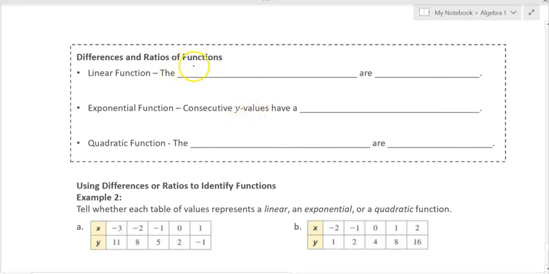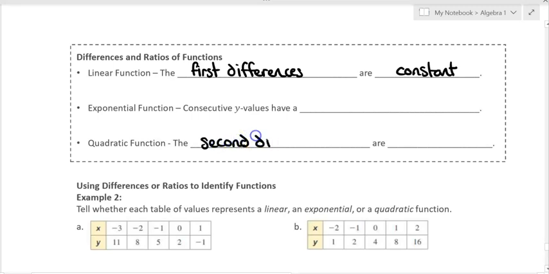On a linear function, what we do is we look at the first differences. And if the first differences are constant, then it is linear. Now I'm going to jump down here to quadratic. For quadratic, we look at the second differences. And if the second differences are constant, then it is quadratic, because the second row has a degree of 2, which means it's quadratic. And then we tell exponential if the y values have a common ratio.